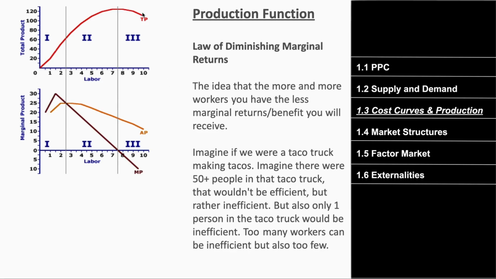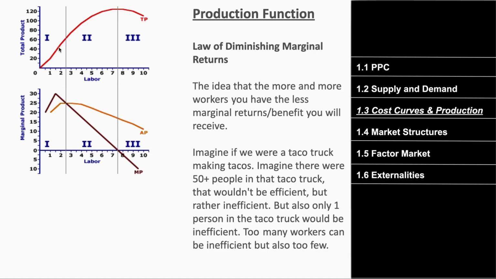You might be like, what is this graph? Well, this kind of shows the law of diminishing marginal returns. The idea where there's an ideal amount of workers you want. Let's say that you're running a taco truck, right? Having one person, yeah, that's fine, but you could be more productive. 2, 3 people, that's pretty good.